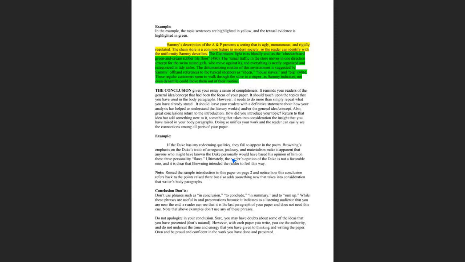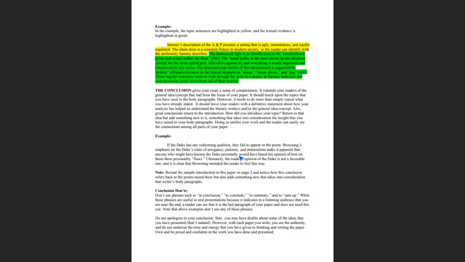So read this conclusion and then go back and read the introduction. Notice how there is a sense of unity between that introduction and that conclusion. This is what you want to do in your papers as well. The way that you begin the paper, you want to kind of end the paper the same way, but you don't want to just simply repeat what you've already stated. You want to move the argument forward.